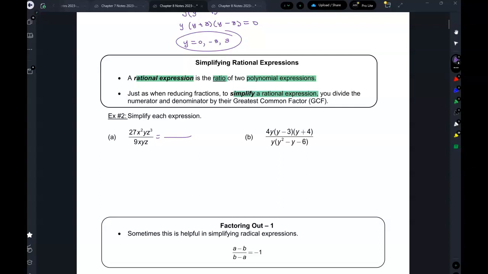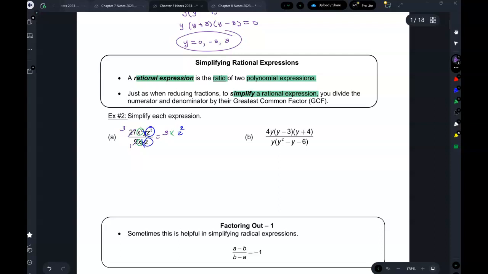So look at the coefficients. I have a 27 and a 9. Both of these can be divided by a 9. So I get 1 here and 3 here. Okay? Now the x's. I have an x squared on top, x on the bottom. That means I have 1x on top. We've done this, right? None of this should be new to you. The y's go away. The z's, I have 3 on top, 1 on the bottom, z squared. So there isn't even a denominator, just 3xz squared.